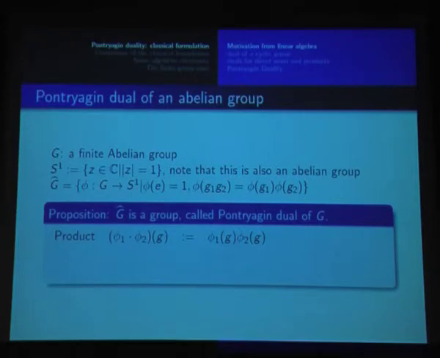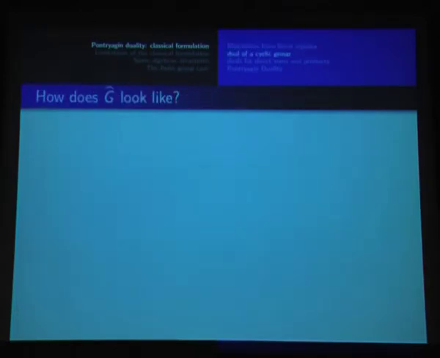And what is the product rule? Product rule is the following. I take two functions phi 1 and phi 2, their product at G is phi 1 G times phi 2 G. And what is the inverse? Phi inverse of G is phi of G inverse. Identity is the constant function 1. So, you can verify that this is a group.